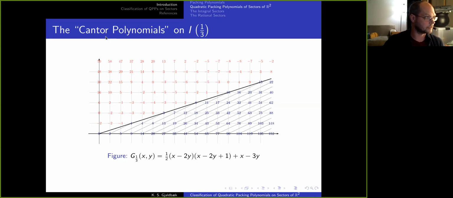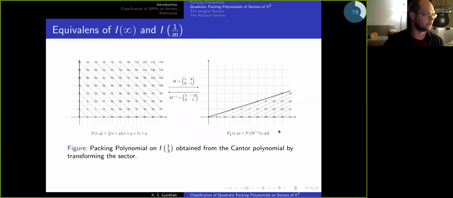I call these the Cantor polynomials, in quotation marks, because they are exactly obtained from the Cantor polynomials by a transformation of the lattice. This transformation is invertible, and it takes all the lattice points to lattice points inside our new lattice. So every result on sectors of the form alpha equals 1/3, or equals 1 over m, can be obtained from results from the original problem.